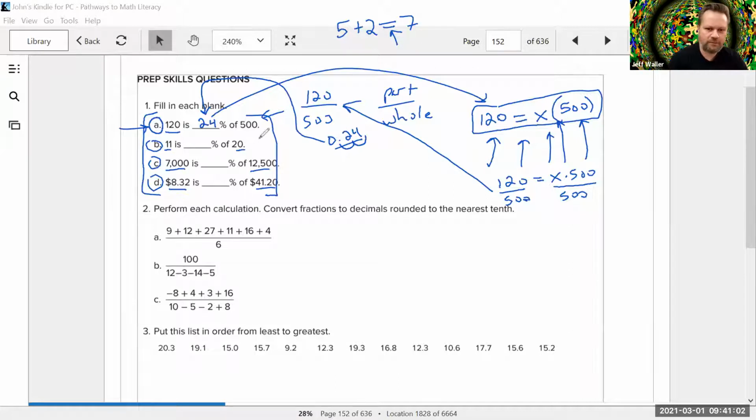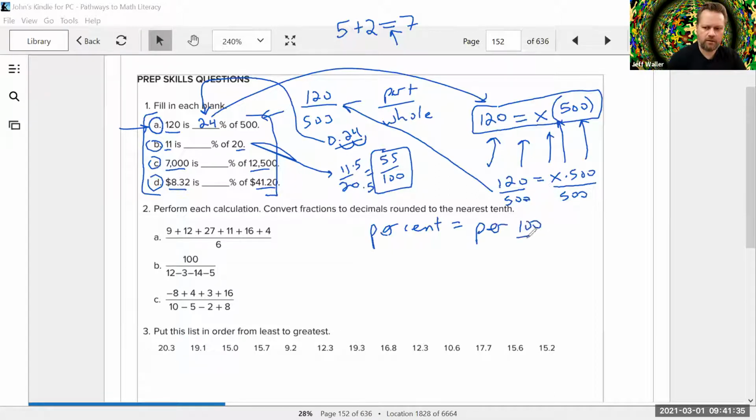So part B would be 11 out of 20, which I can actually do times 5 on top and bottom, 55 out of 100. What is that as a percentage? 55 per 100 is... What does percent mean? It means per 100.